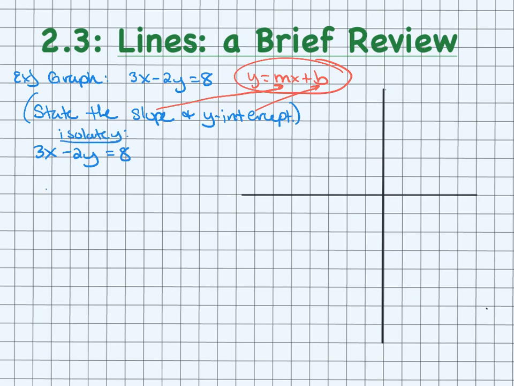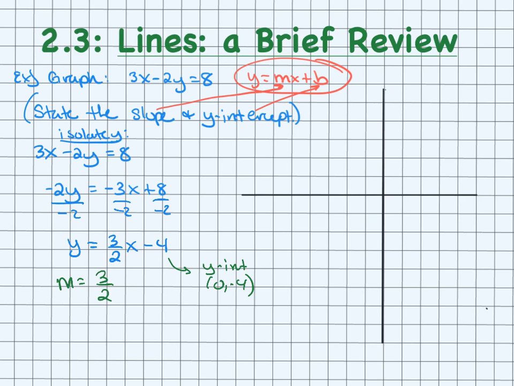So 3x minus 2y equals 8, we're going to isolate the y. Subtract 3x over, negative 2y equals negative 3x plus 8. And I'm careful to write the x in the front so that it lines up with the mx from this form. Then divide everything by negative 2. And we have y equals negative 3x over negative 2 just simplifies to positive 3 over 2x. But 8 over negative 2 makes a negative 4. So our slope is positive 3 over 2, and our y-intercept is 0, negative 4.